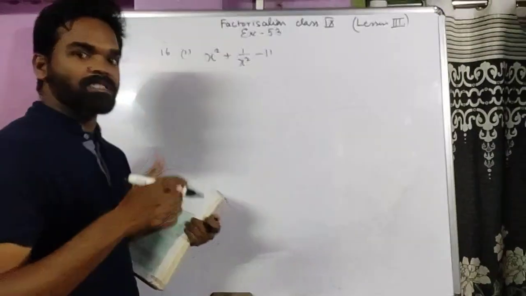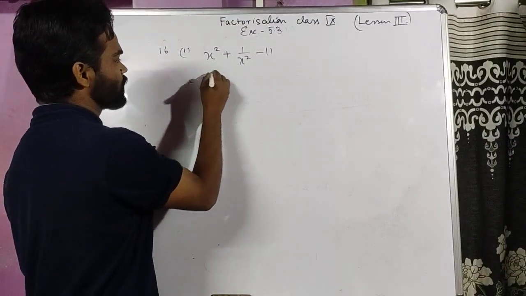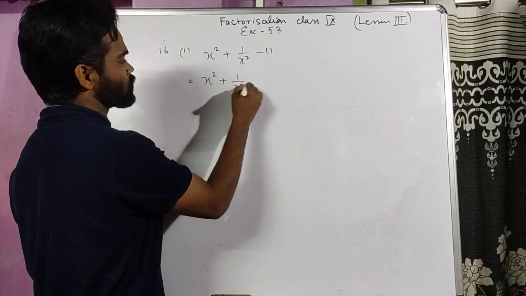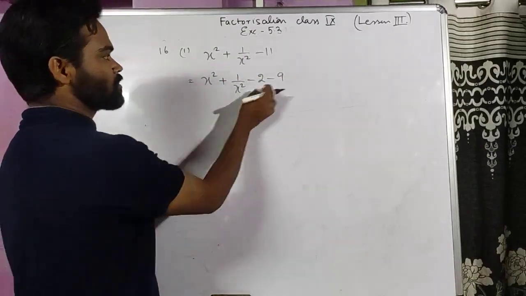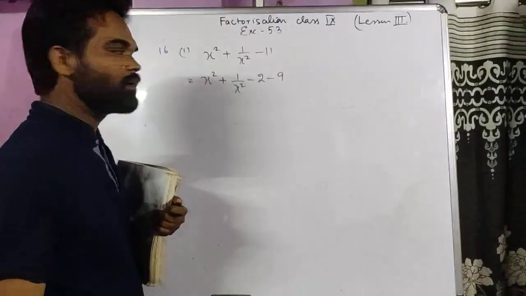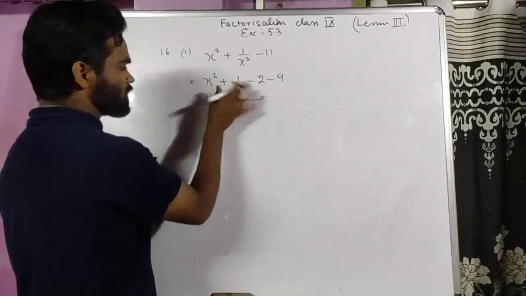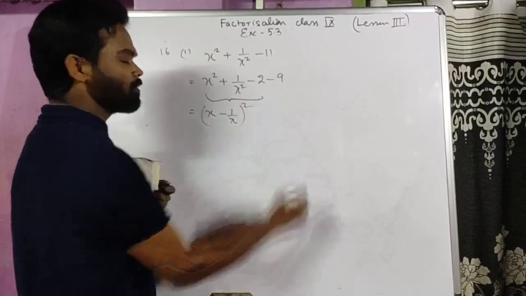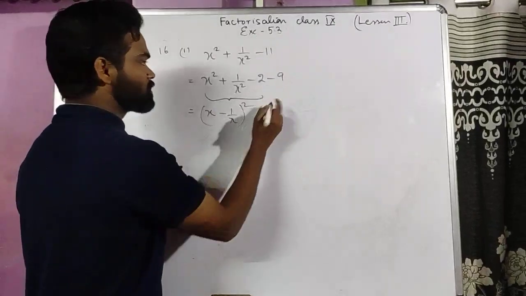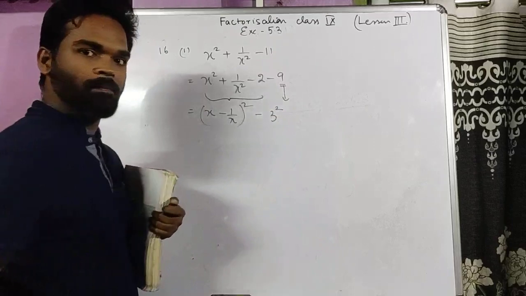Now I'll make some adjustment over here. Look carefully. Can I write this as x square plus 1 by x square minus 2 minus 9? Because minus 2 and minus 9 will be minus 11. Now look carefully. This is the perfect square of x minus 1 by x whole square. And this is nothing but 3 square.